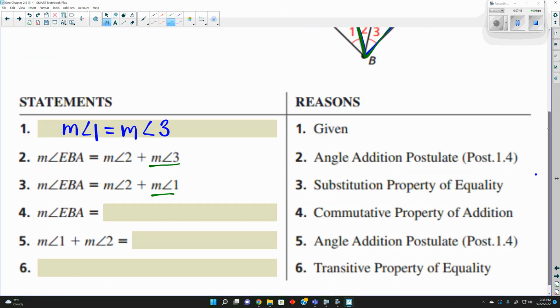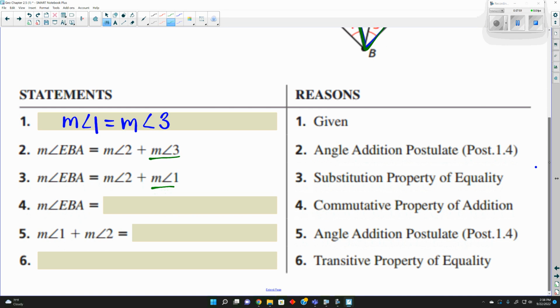Commutative property of addition. So commutative property of addition says that we can add any two things in any order. So that we can say that the measure of angle 2 plus the measure of angle 1 is the same as the measure of angle 1 plus the measure of angle 2. Because that's the nice thing with addition, that 2 plus 3 is the same as 3 plus 2. And that is by our commutative property of addition.